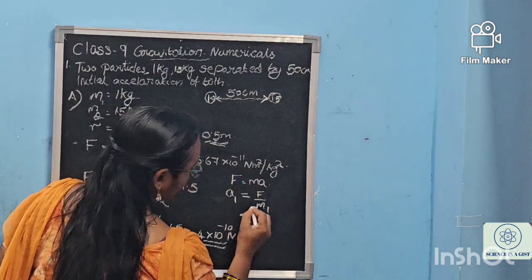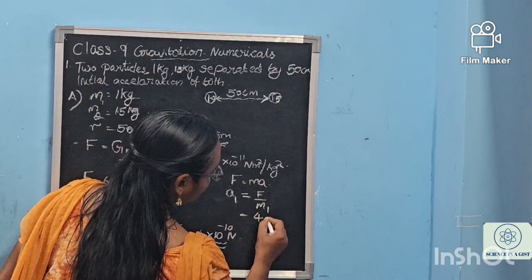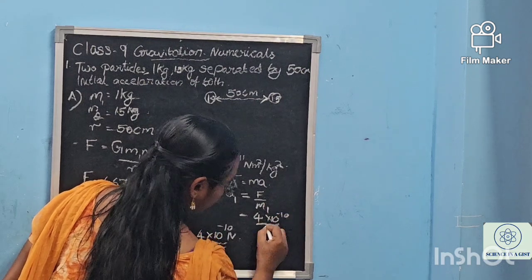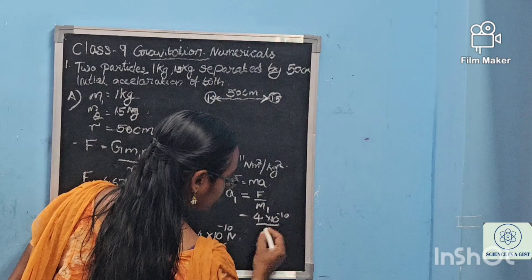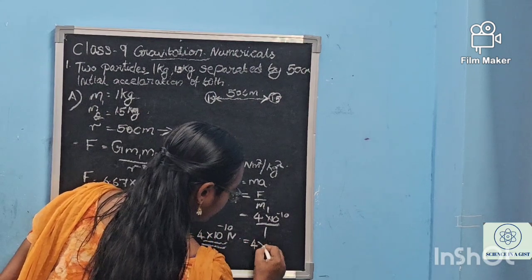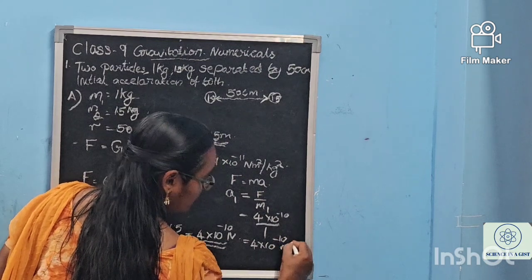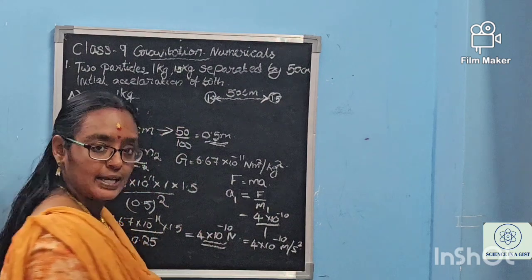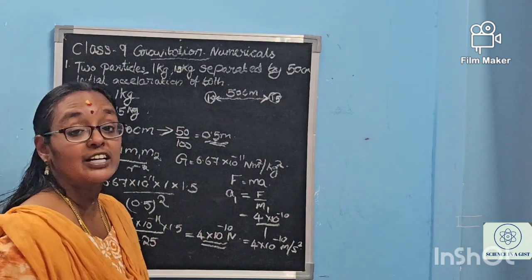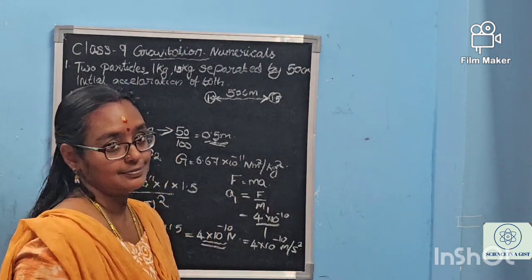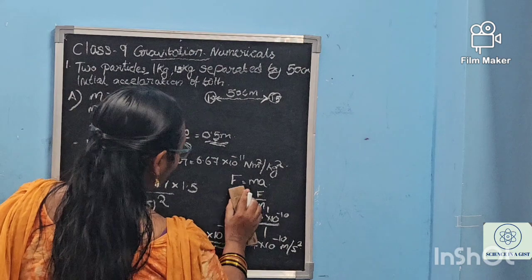That's equal to, what is F? It's common, 4 into 10 raised to minus 10 divided by 1 kilogram. What will be the answer? It is equal to 4 into 10 raised to minus 10 meter per second square, isn't it? This is the acceleration which is exerted by the first body towards the second. Okay? Did you get it?